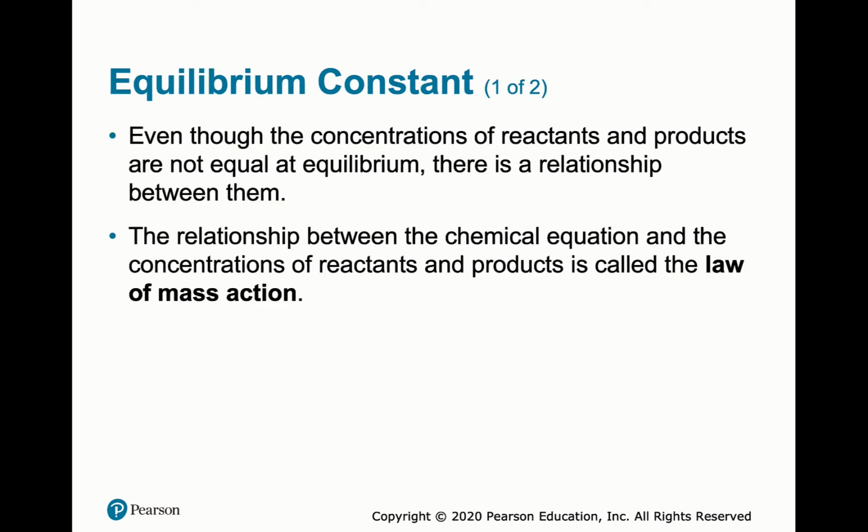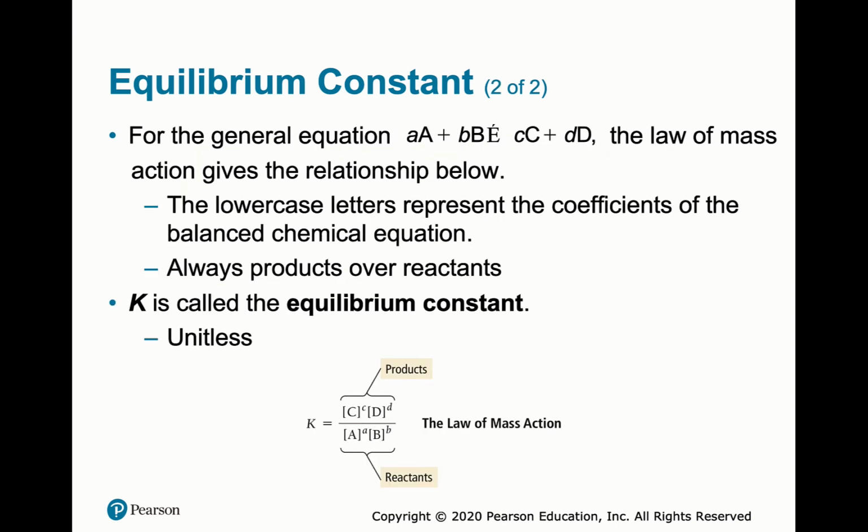So for the equilibrium constants, there is a relationship between the reactants and the products, and it is called the law of mass action. The most general equation: little a of species big A plus little b of species big B is in equilibrium with little c of big C and little d of species D. So C and D are products and A and B are reactants. And there's the law of mass action shown below.